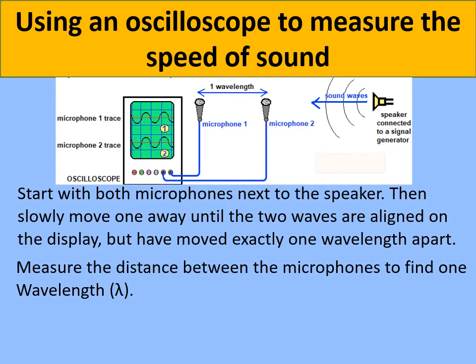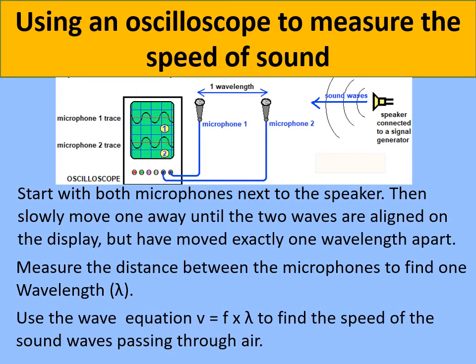Okay, and then measure the distance between the microphones, and this will give you the wavelength of the sound, lambda. Then you can use the wave equation, v = f × lambda, to find the speed of the sound waves passing through the air, because remember, you've already set the frequency on your signal generator. So you already know the frequency and you know the wavelength. So you can work out the speed of sound in air.